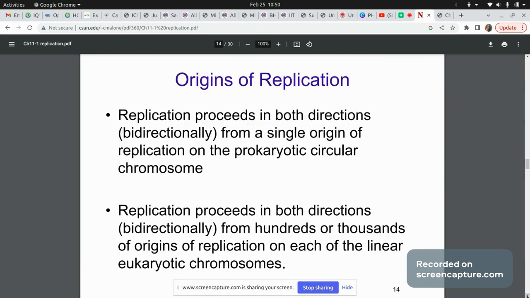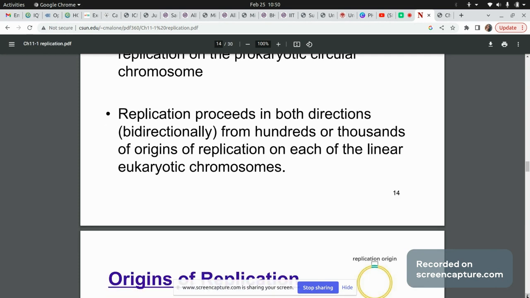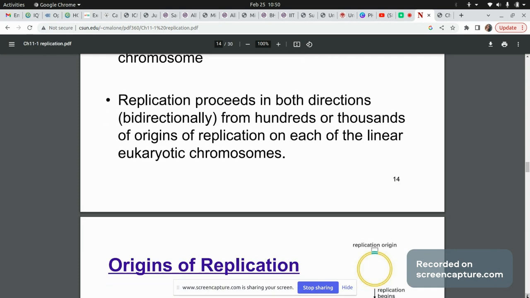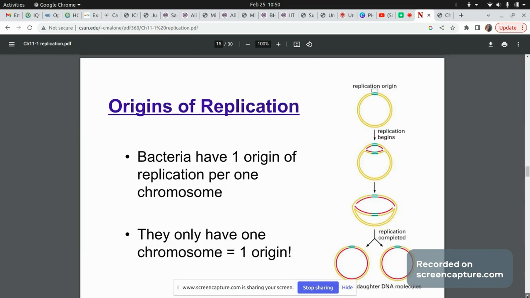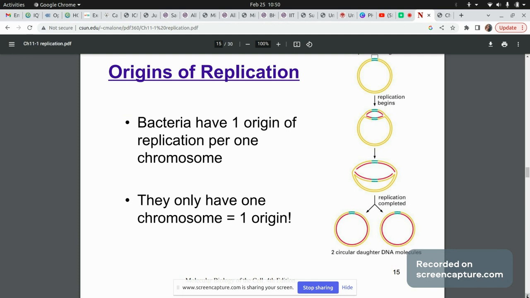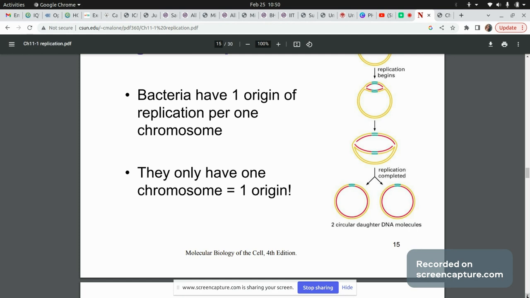Origin of replication. Replication proceeds in both directions, bidirectionally. From a single origin of replication on the prokaryotic circular chromosome, replication proceeds bidirectionally, and from hundreds of thousands of origins of replication on each of the linear eukaryotic chromosomes. Bacteria have one origin of replication per chromosome. They only have one chromosome, one origin.